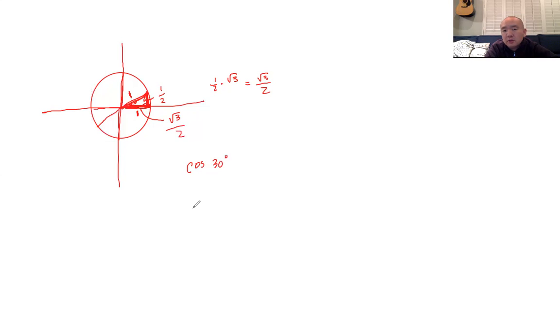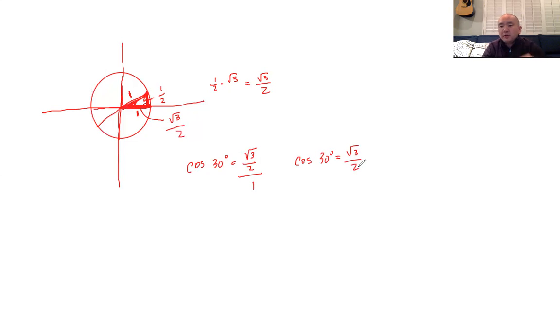All right, cosine of 30 degrees. So if I did the cosine of 30 degrees right here, remember the cosine is equal to the adjacent over the hypotenuse. So the adjacent right here is √3 over 2, and the hypotenuse is over 1. And anything divided by 1 is itself, so the cosine of 30 degrees is equal to √3 over 2. Okay, hopefully that's helped.